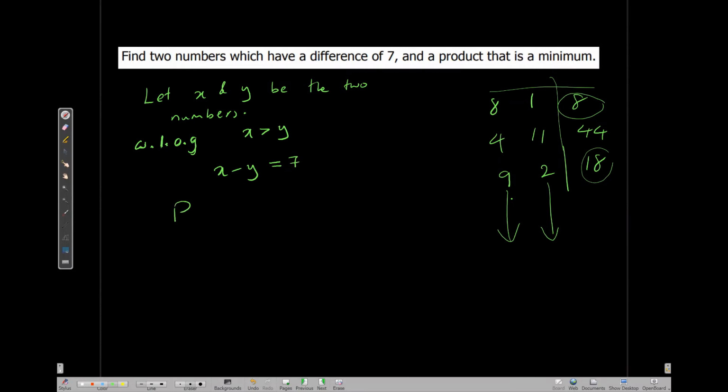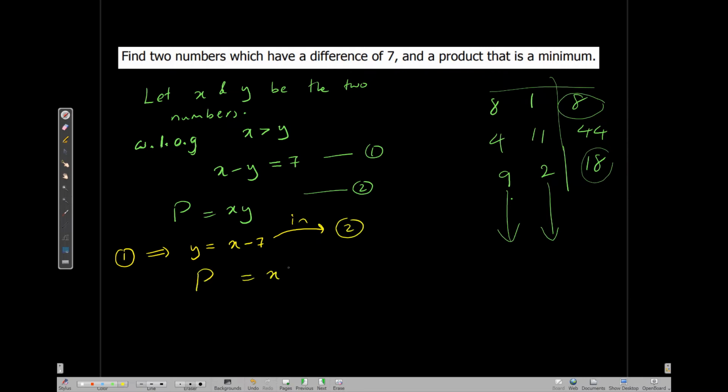And the product is p equals xy. See, the same thing that we did in last problem. But the only difference now, well, I would like to get rid of one variable. So from 1 I have y is x minus 7. And I'll put this in 2. Then I will get p equals x times x minus 7, right? But now this is a function of x, so let me make it into p(x). So p of x, the product function, is actually x squared minus 7x.